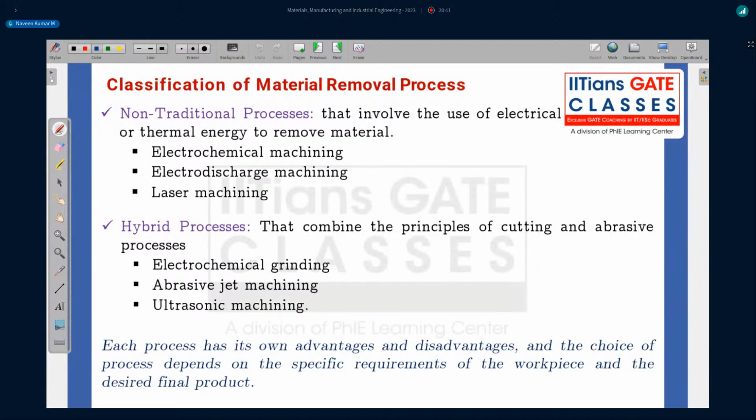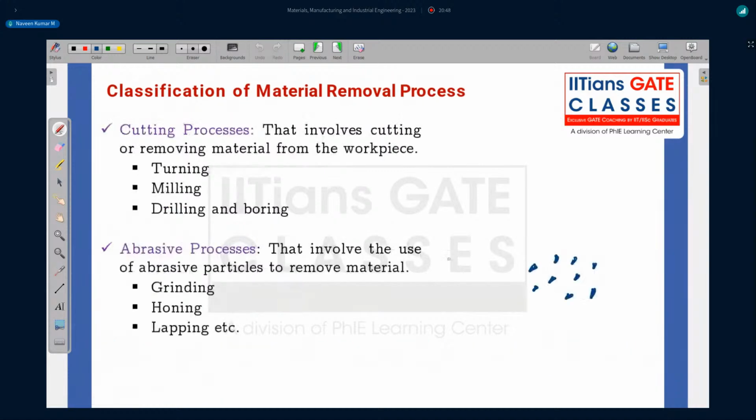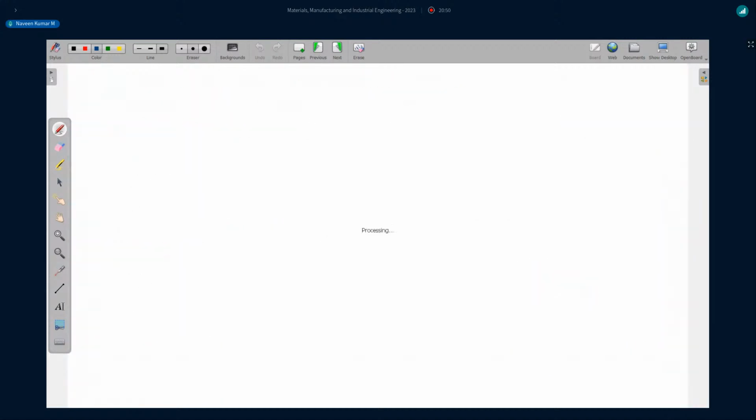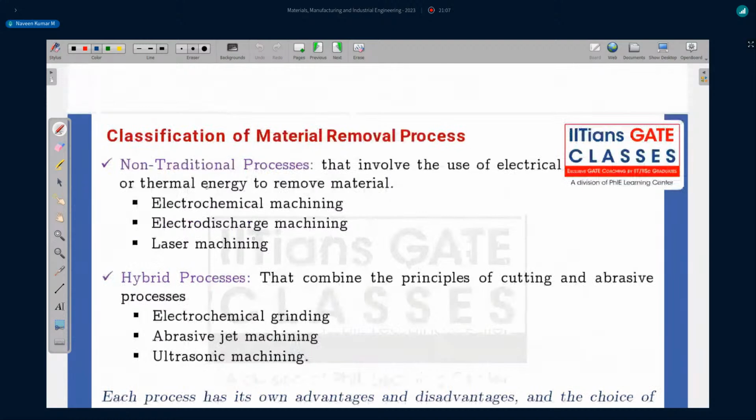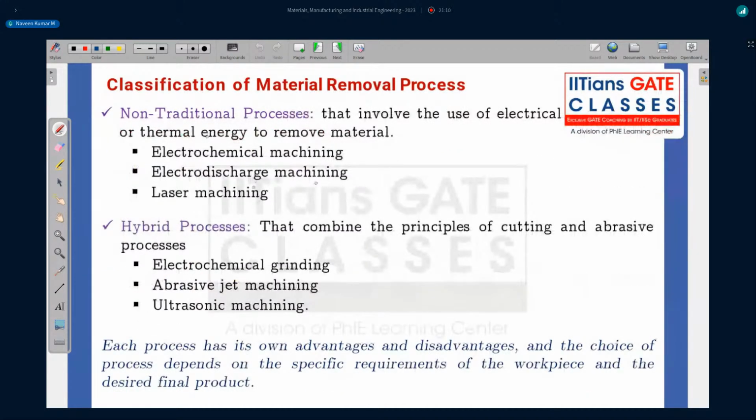So you might ask, how without contact? Yes, through different energy sources. If there is contact, you are using mechanical force. If there is no contact, I'll be using some other forces: electrical energy, chemical energy, light energy. There are so many energies I can use. Such processes are known as non-traditional machining processes. Examples are electrochemical machining, electro-discharge machining. Electrochemical machining has a shortcut, it's called ECM. We'll discuss that.